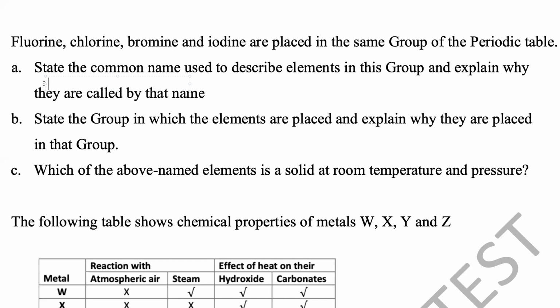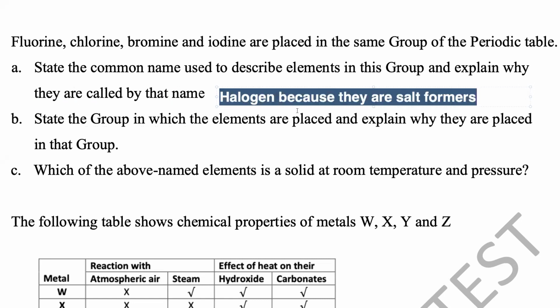That's what I wrote. So the name is called halogen, and the reason is because they are salt formers. As simple as that. Or you could say because they form salts. So it's just one. Look at a very simple question, 2 marks were actually being awarded. So they are called halogens because they form salt.